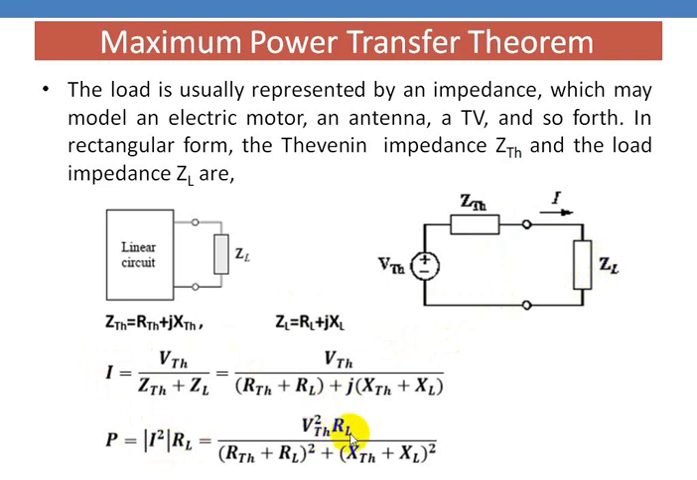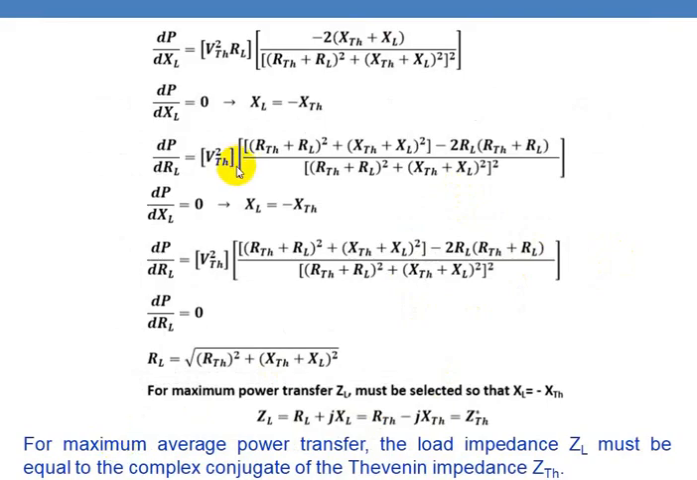So this will be VTH square into RL divided by (RTH plus RL) whole square plus (XTH plus XL) whole square. So now to find out the impedance for which maximum power will be transferred from this circuit to this load impedance, you differentiate this power and equate it to 0. So now we'll do the first case: you differentiate power with respect to XL and equate it to 0. You will get XL equal to minus XTH.